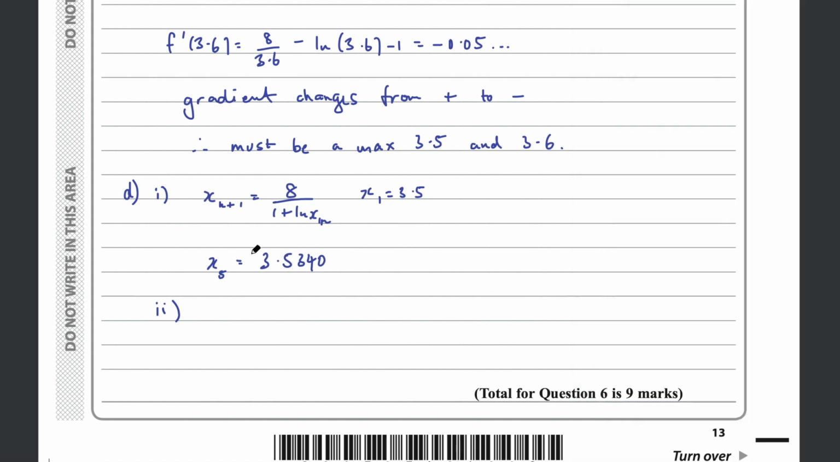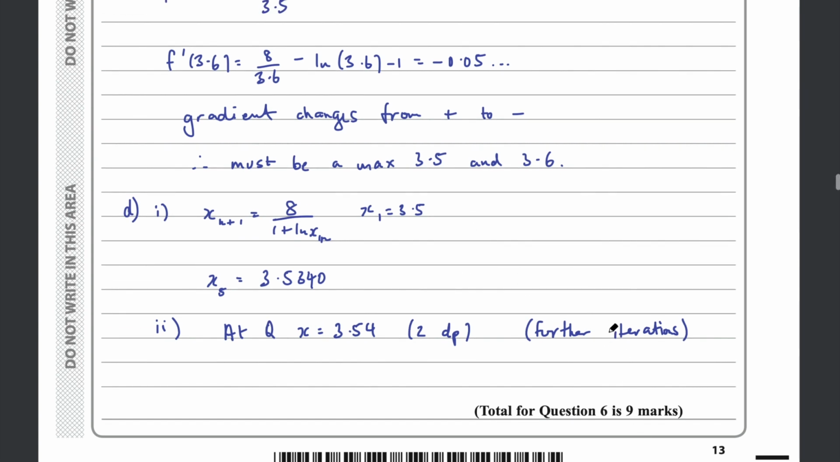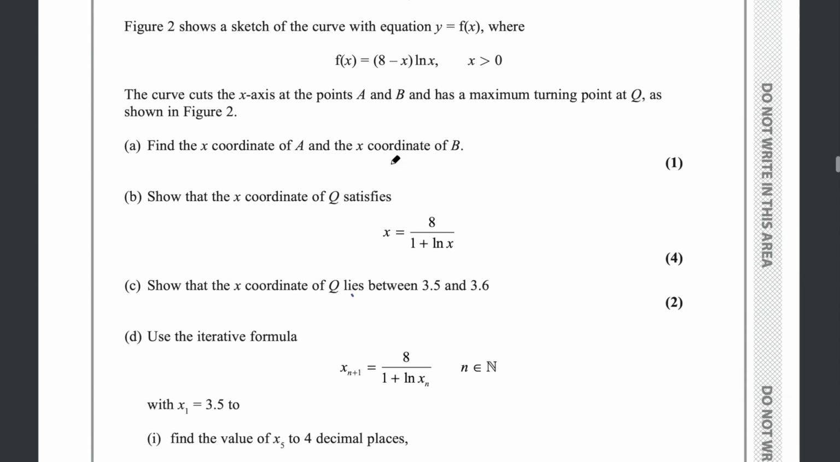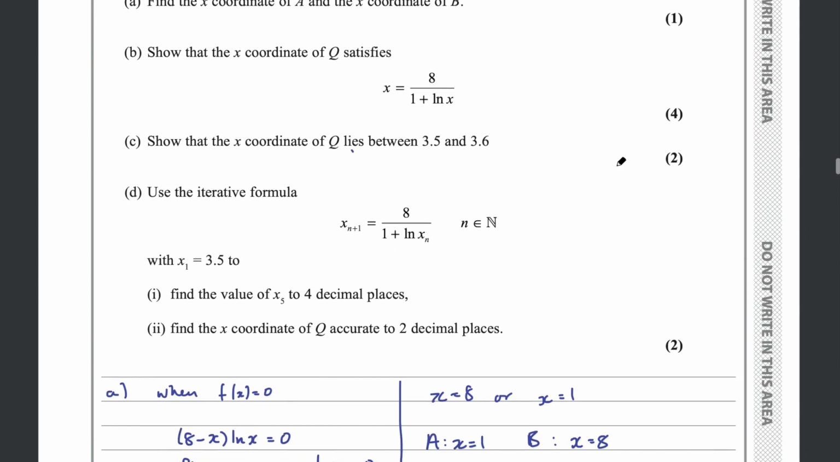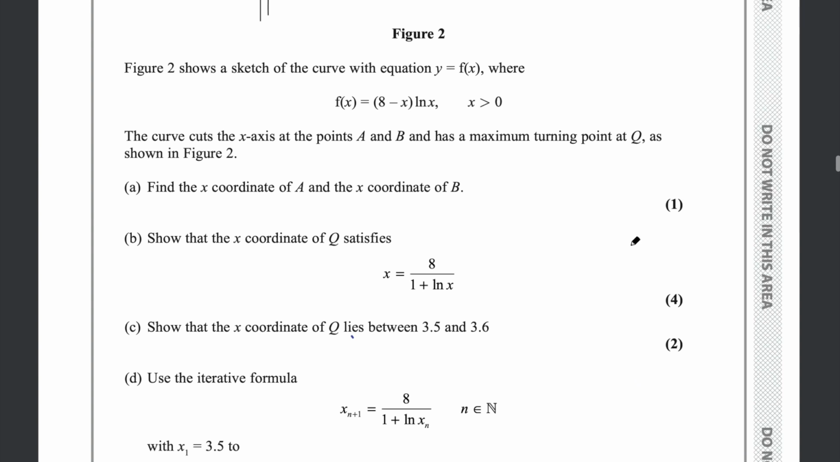So at q, x equals 3.54 to 2 decimal places. So that just required further iterations, just to show what you need to round that off to 2 decimal places. Okay, so that was question 6 for 9 marks. Question A was 1, question B was 4, question C was 2, and question D was 2 marks.